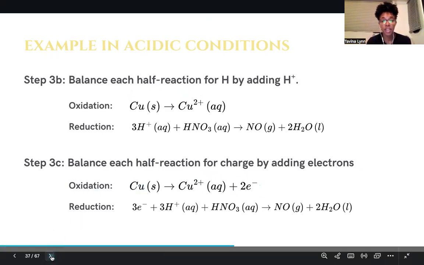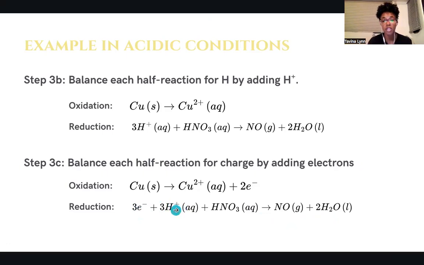For our reduction half reaction, we need to add 3 electrons because we have a charge of 3 plus, right? Because of these protons that we added on our reactant side. Our product side is neutral. So when we add these 3 electrons on our reactant side, that cancels out that plus 3 charge here from the protons. So now we have a neutral charge or charge of 0 on both reactant and product side.